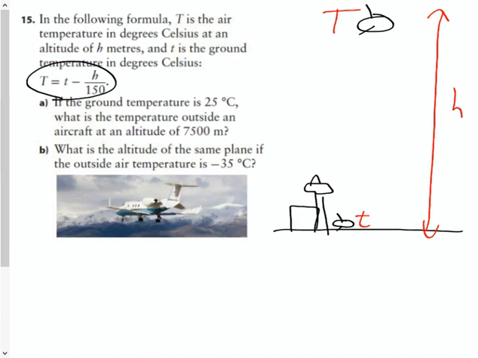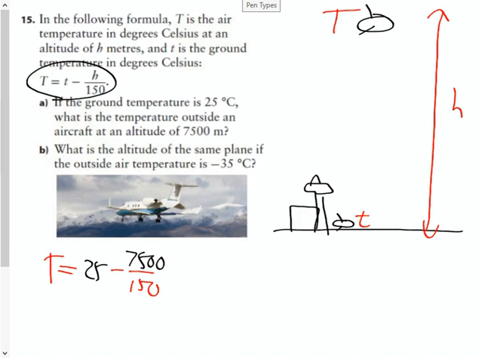So we're going to take that formula, T equals small t minus h over 150, and we're going to try and solve A and B using that formula. For A, it says if the ground temperature is 25 degrees Celsius. By the way, which one is our ground temperature again? Big T or little t? Little t. So if that is 25, I'm going to substitute that for 25. If the ground temperature is 25 degrees Celsius, what is the temperature outside of an aircraft? That's the capital T. If the altitude is 7,500.